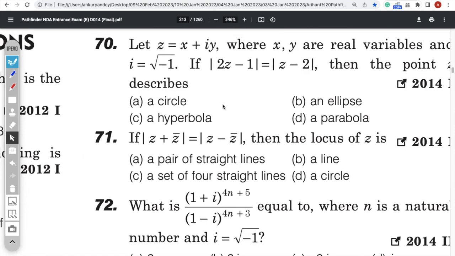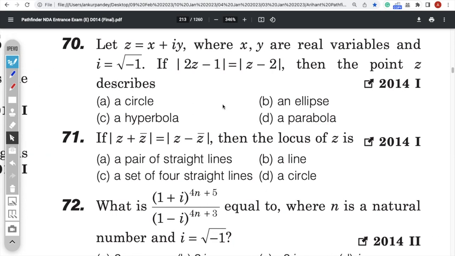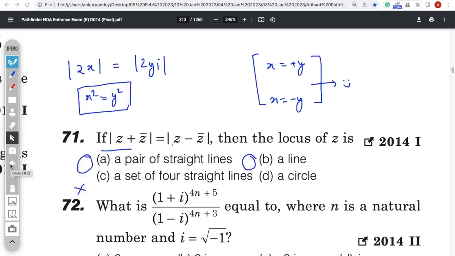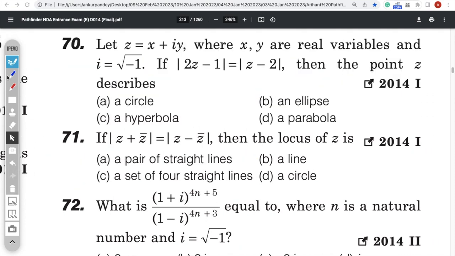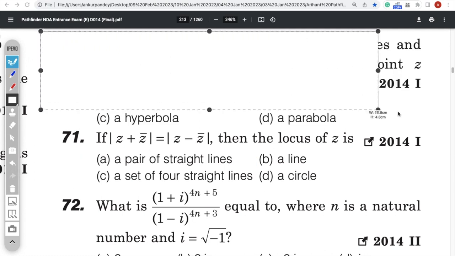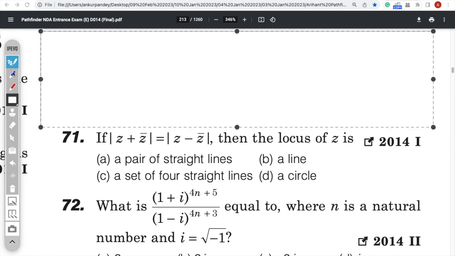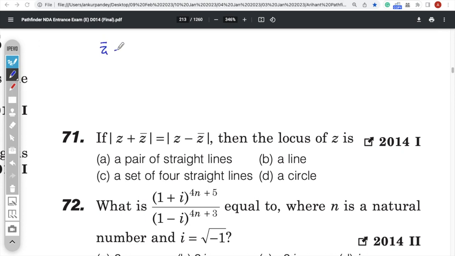Beta, which part is the doubt? To get 2x and 2y is the doubt, or the next part? Sir, I don't know how to do z plus conjugate of z. Conjugate. So beta, see, what is the meaning of z bar? If z is x plus iy, z bar is x minus iy, right? So what will be the sum of the two? When you add them, this part and this part get cancelled.